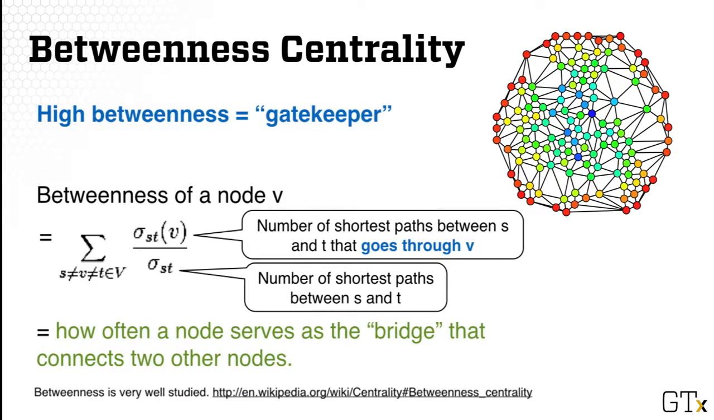And then for the denominator, we need to look at all the shortest paths connecting a node pair S and T. We don't really care whether these paths go through V or not. So this fraction is the number of shortest paths that go through V over the number of shortest paths, regardless of whether they go through V or not. Another way to think about it is that you want to measure how often this node V serves as the bridge that connects two other nodes.